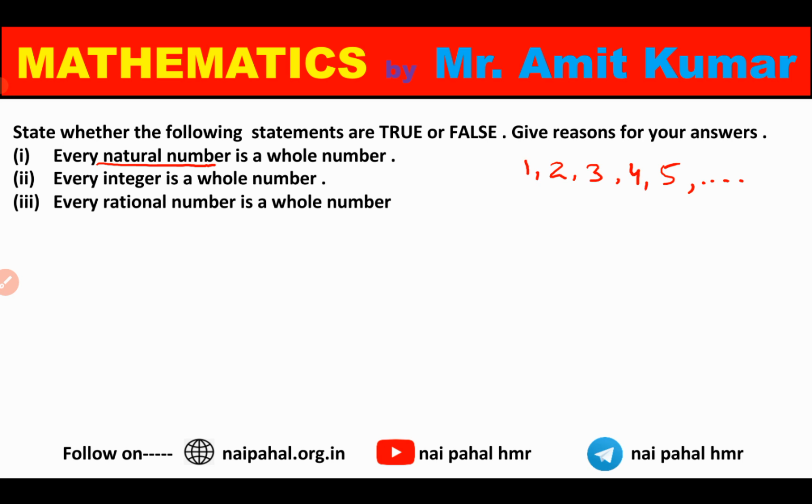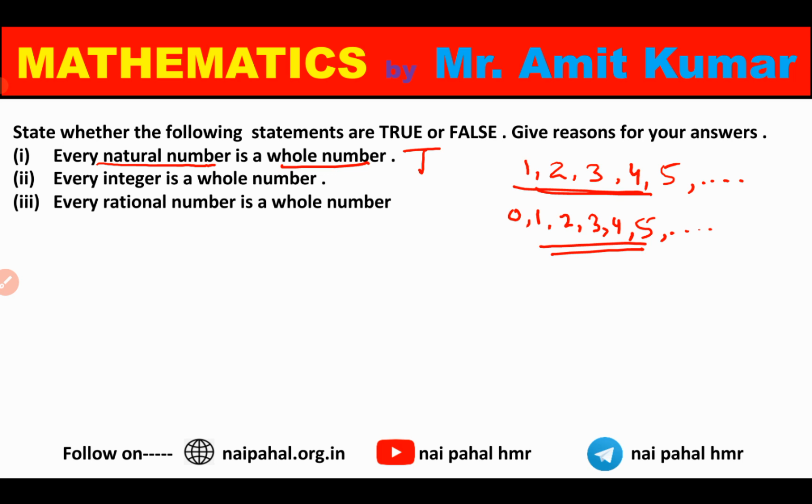And what are whole numbers? In these questions, we should compare both of these numbers. Whole numbers are those which start from 0, 1, 2, 3, 4, 5 and so on. And in this question, it says every natural number is a whole number. We can see that every natural number is present in the whole numbers. So we can say this one is true. Let's discuss the second one. Every integer is a whole number.